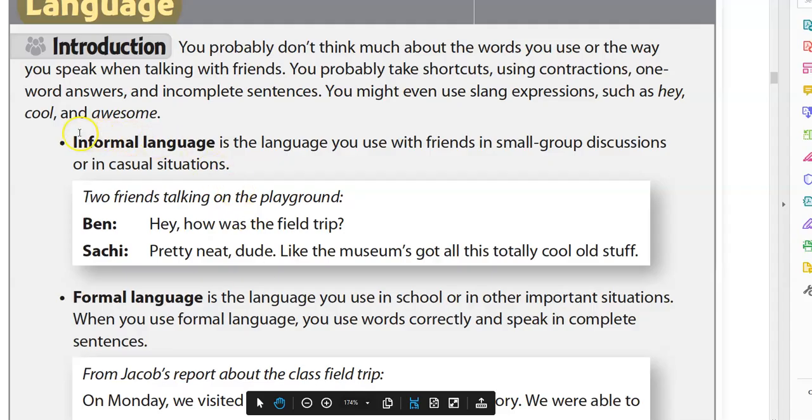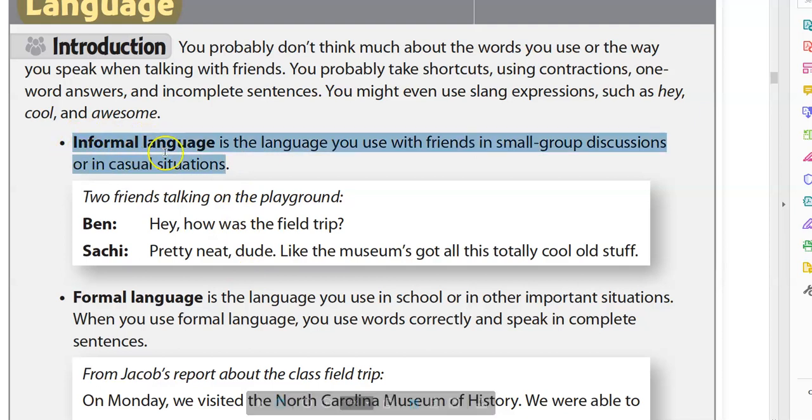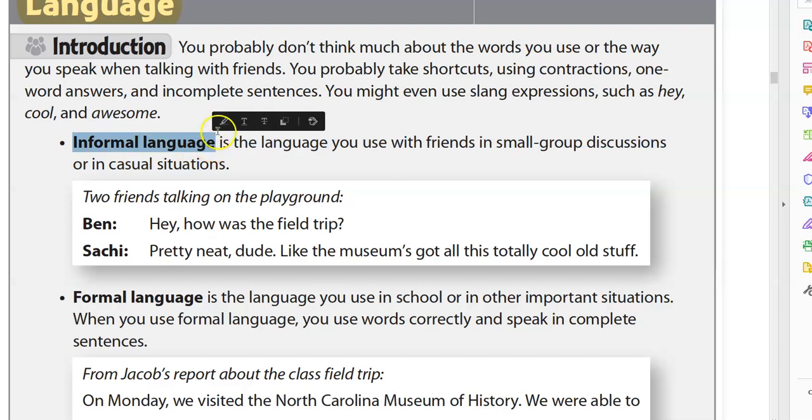So let's go back here and read informal language. Informal language, let's highlight that, is the language you use with friends in small group discussions or in casual situations. So I'm going to highlight here friends in small group discussions.